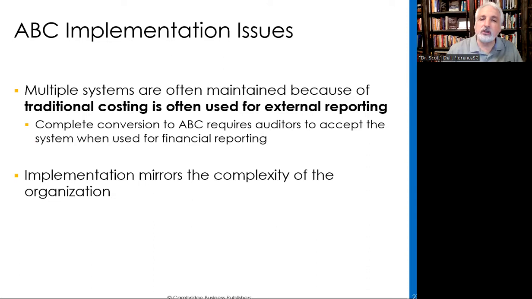A couple of issues. Multiple systems are often maintained. We probably use traditional and ABC, but traditional is often used just for external reporting, because again, that's the easiest to monitor, easiest to maintain. If we actually went to a complete conversion to ABC, which we said is more accurate, it is a lot more grunt work to really do the analysis. And the auditors need to sign off and accept the use when we're doing that, which actually will add to our audit fees because they're going to spend more time reviewing the systems, doing the analysis, and doing some recalculations as they go.